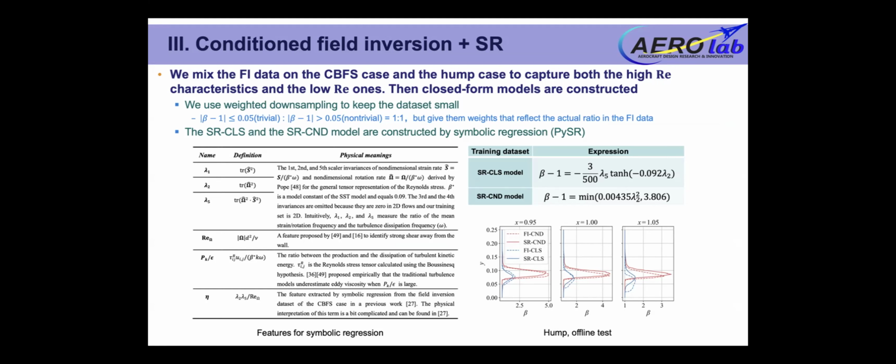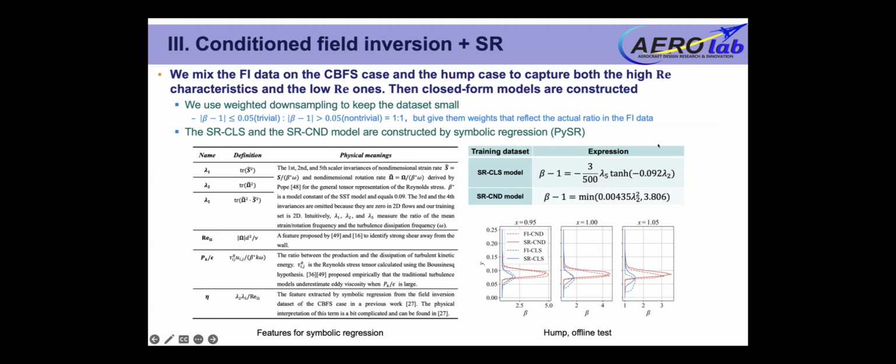Then closed form models are pursued by using symbolic regression, by using the code PySR. And the features we are using are listed in this table. As you can see, we are using the invariants of the strain tensor, the rotation tensor, and the vorticity Reynolds number, and the ratio of the turbulence production and dissipation, and an additional feature called eta that is discovered by our previous symbolic regression studies.